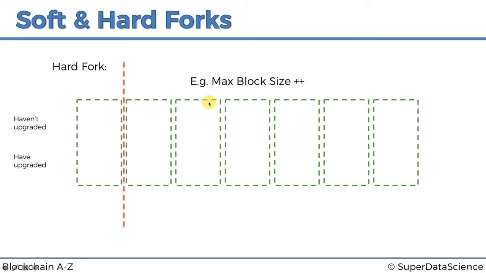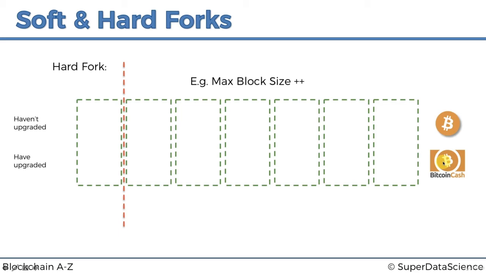A good example to start off with is the maximum block size increasing. This is indeed an example of a hard fork, as we know, because that happened in real life. There was Bitcoin, and then there's Bitcoin Cash. Bitcoin has a maximum block size of 1 megabyte, and Bitcoin Cash has a maximum block size of 8 megabytes.